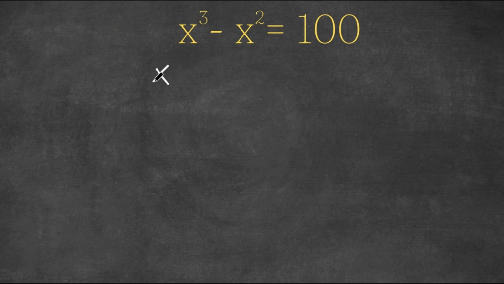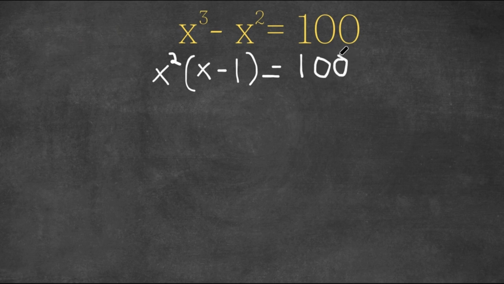So if we factor out x squared, x to the power of 3 divided by x squared, well, that's x to the power of 3 minus 2, which is x, because x to the power of 1 is x, minus x squared divided by x squared is simply 1. So we have x squared times x minus 1, and this equals 100 still. Now what we're going to do is change 100 into 25 times 4. 100 is equal to 25 times 4.